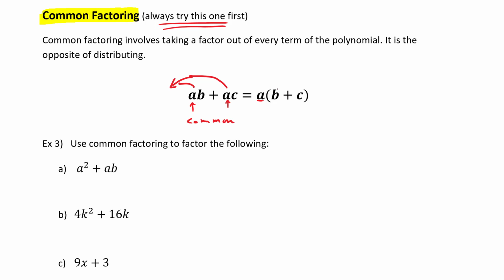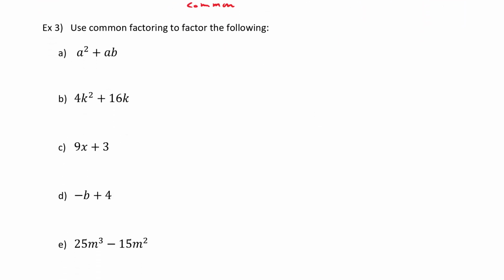You can see it is the opposite of distribution. You can always double check by doing distribution on your answer. We distribute the A, we get AB plus AC. Checks out. This technique is not very difficult, and it is the first technique you should try when factoring. Let's try some examples now.